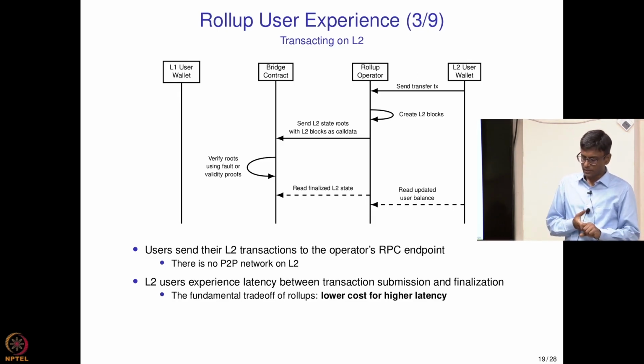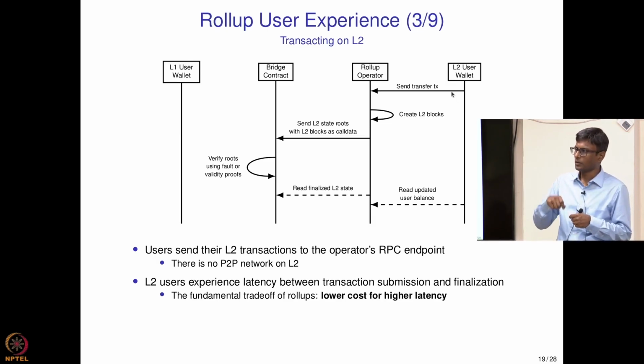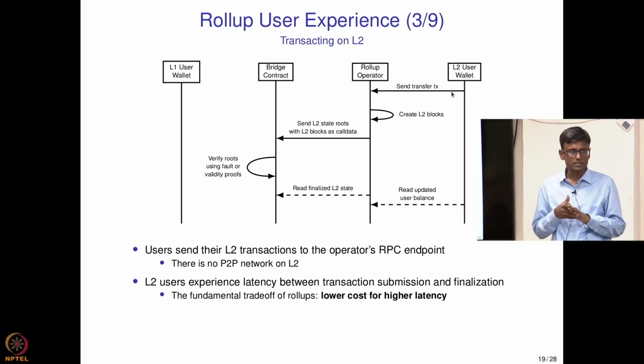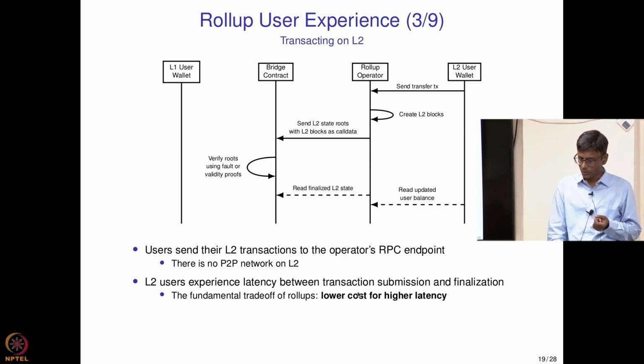If I send a transfer transaction on layer 1, it takes about 13 seconds to get included in a block. But on layer 2, all these processes need to happen, only then the balance will get updated. So this is the fundamental trade-off of rollups. You are going to get cheaper fees, but it will take longer for your transaction to get confirmed. So that is the main trade-off.